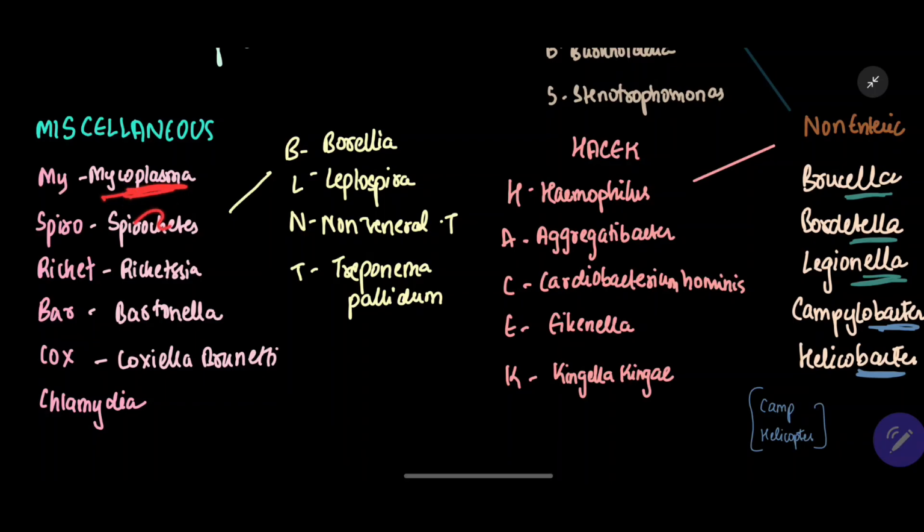So, mice for Mycoplasma, Spiro is for spirochetes. Spirochetes are further classified as BLNT. Okay, blunt. So spirochetes are very blunt. So B is for Borrelia, L is for Leptospira, N is for non-venereal Treponema, and then T is for Treponema pallidum. Okay, and then Ricket is for Rickettsia, Bar is for Bartonella, Cox is for Coxiella burnetii, and Chlamydia is Chlamydia. So, mice, Spiro, Ricket, Bar, Cox, Chlamydia. You just have to add the ending to these: Spirochetes, Rickettsia, Bartonella, Coxiella burnetii.